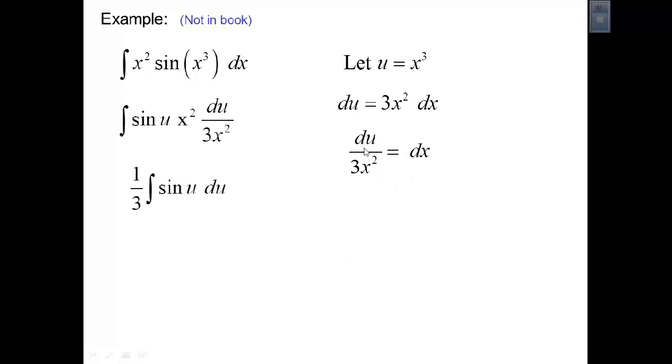And see, here's the situation like I told you where you could solve for dx. And here, notice that they moved the x squared to the end, and the x squared is going to cancel out. You're still going to end up with 1/3 the integral of sine u du. So just two different ways of looking at it. Doesn't matter which way you do it. They're both correct. They're both just algebraic versions of each other.